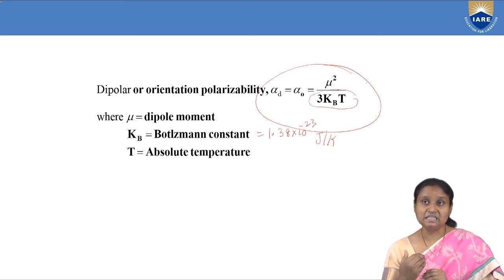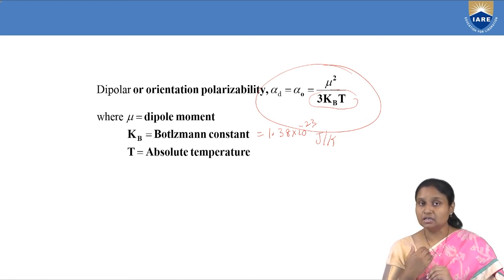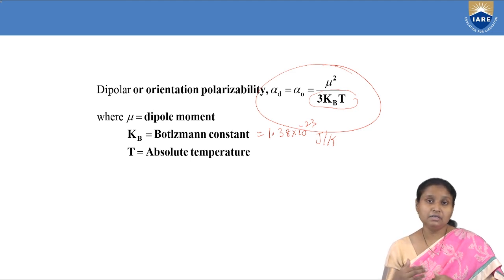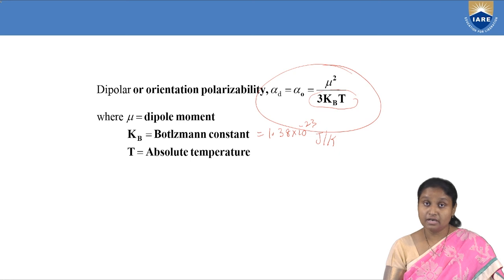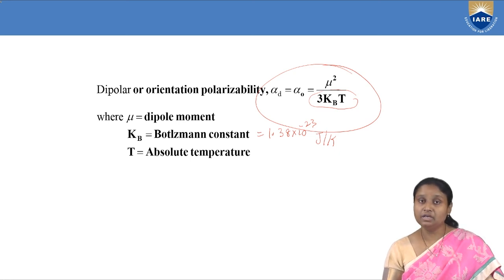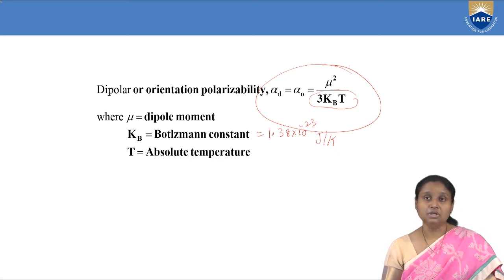So as temperature increases, what happens to polarization? It decreases. Why is it going to decrease? Because temperature, or this thermal energy, will try to again randomize things, it will make sure that all the dipoles come back to their random orientation. So it will try to disturb their orientation. So because they are randomly oriented, their polarization is going to decrease.